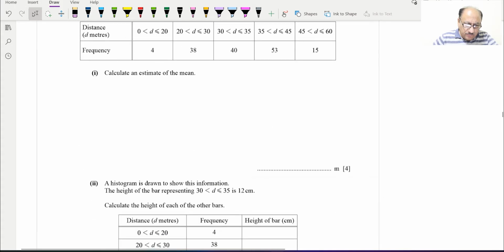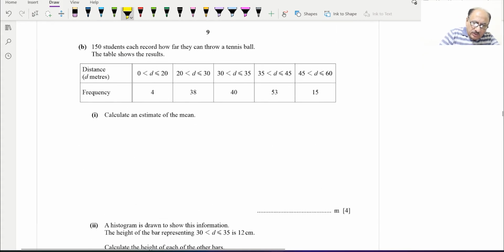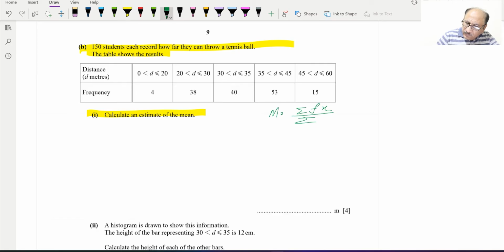And then we can go through part B as well. 150 students each record how far they can throw a tennis ball. The table shows the results, and we calculate the estimate for the mean. So the formula is mean equals sigma fx over sigma f. This is the formula we will be applying, and we will calculate the mid values first.